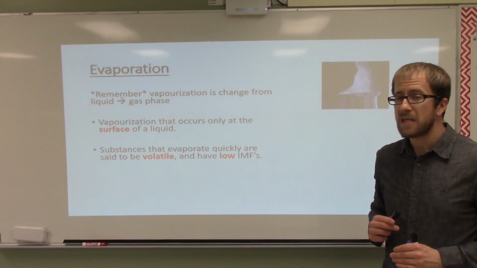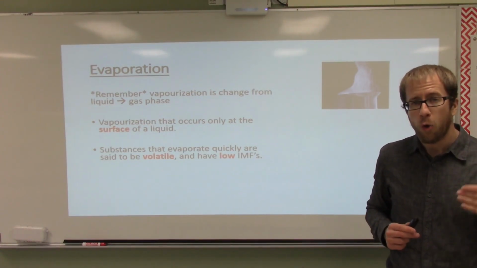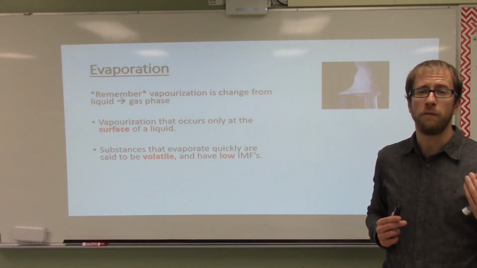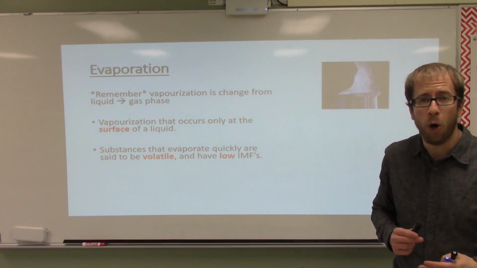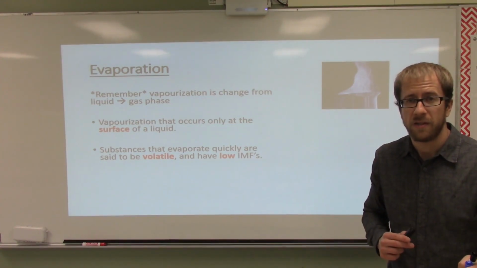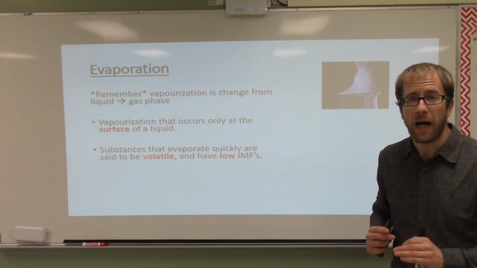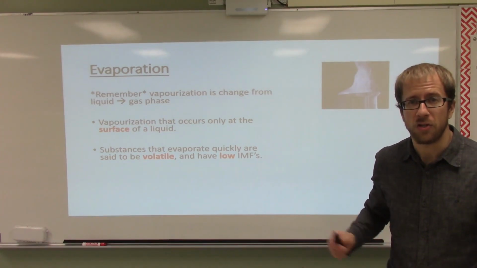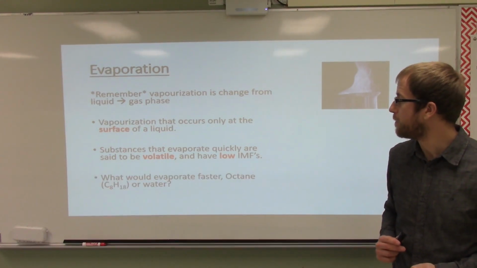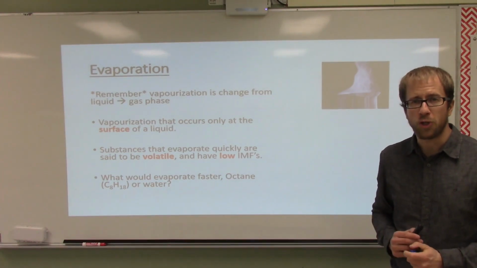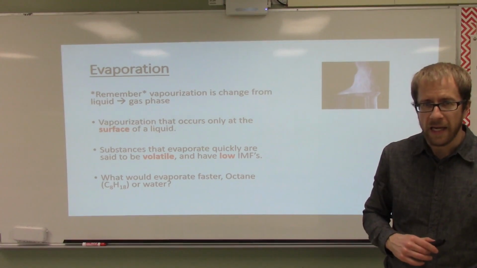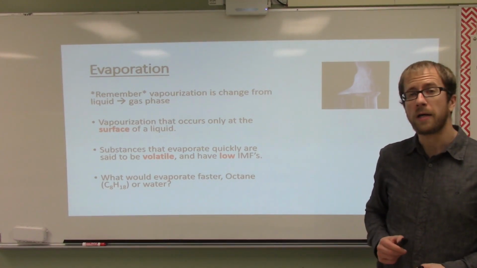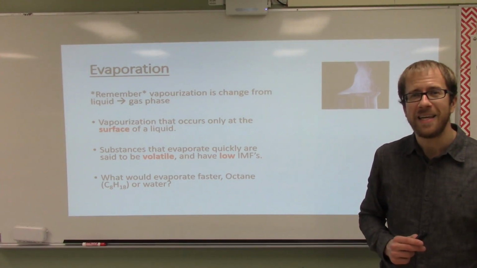Now, substances that evaporate quickly, we call those volatile, and they typically have low IMFs. So the lower your IMF, the faster your substance will evaporate. So let me ask you a question. What would evaporate faster, octane or water?